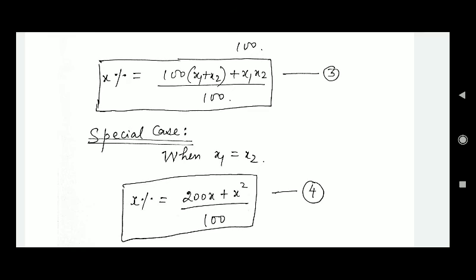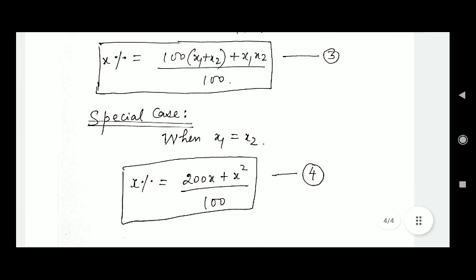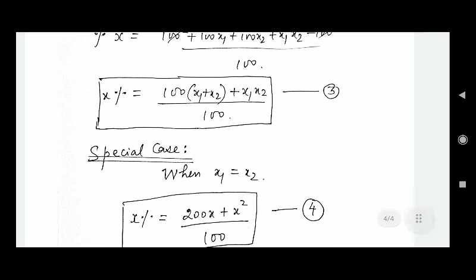Now considering it with the example that we saw initially, in the place of x we can substitute 50, and in the place of x1 and x2 we can substitute 20 and 25, which are the respective successive percentage rises. So this correlation, this particular equation number 3, will be very much useful in competitive exams.